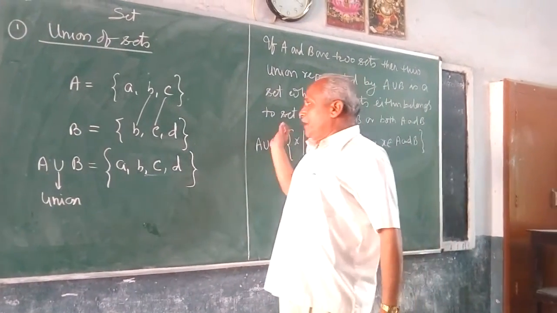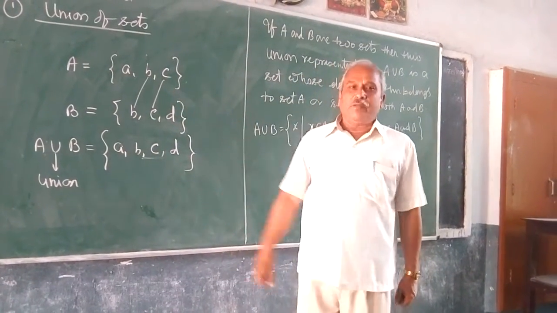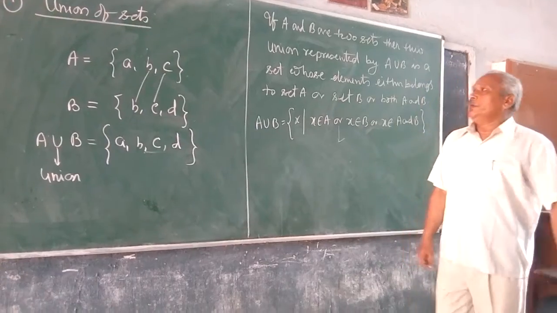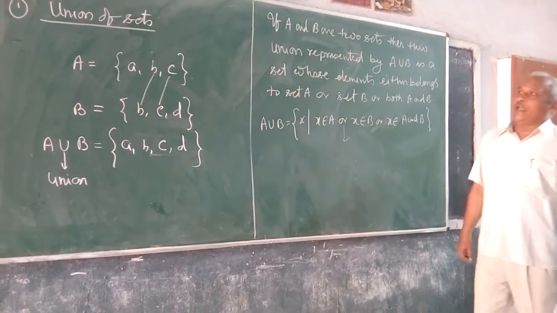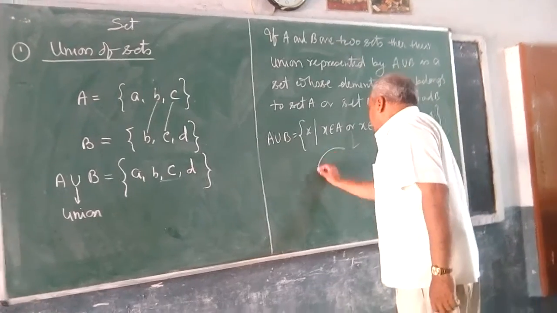And after this definition, you can see here the workout of finding the union of two sets. Now, see here the Venn diagram representation. Suppose this is the set A.